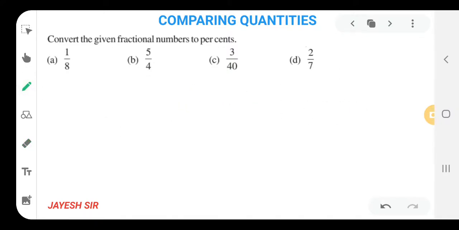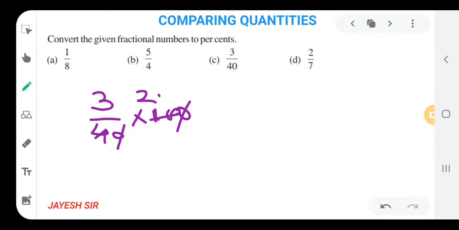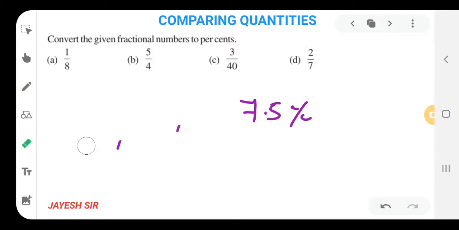Next sum, that is 3 by 40, 3 by 40 into 100. 0, 0 gets cancelled. 4 ones are 4, into 2.5, that will give us 7.5%. So 3 by 40 means 7.5% in terms of percentage. Next sum, the last sum of this type. If you are capable of solving on your own, pause the video and try to solve it. Otherwise I am going to solve it for you.